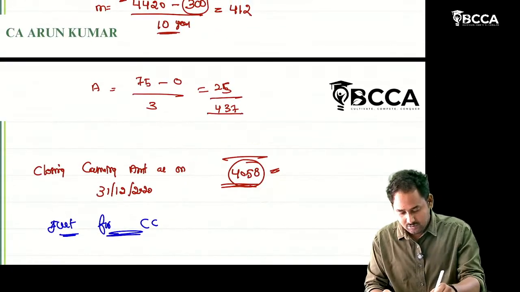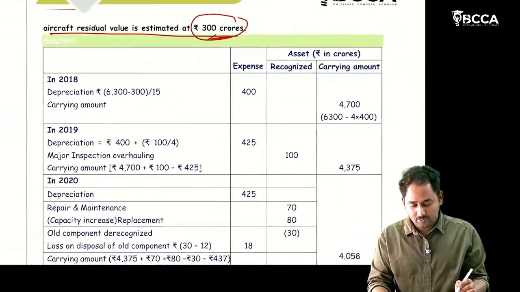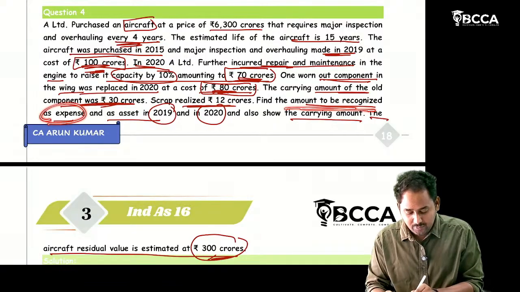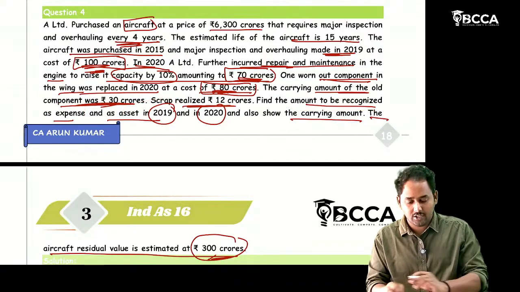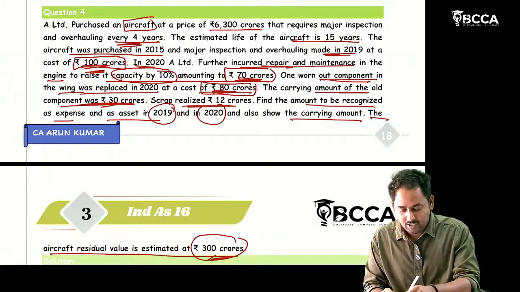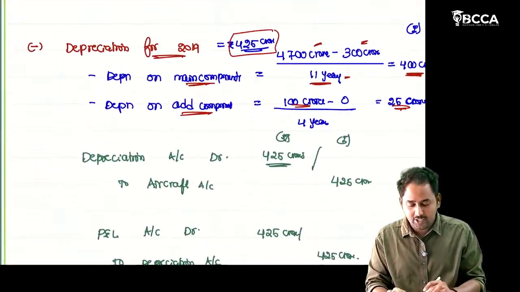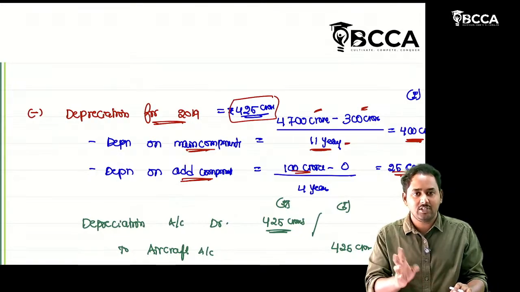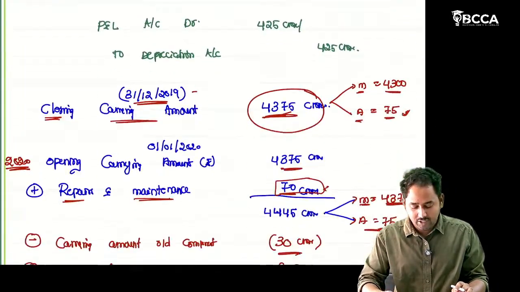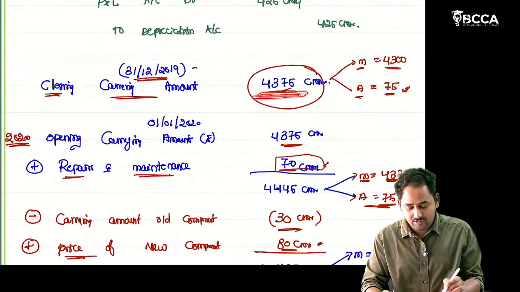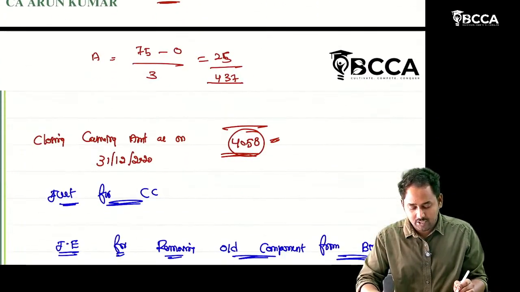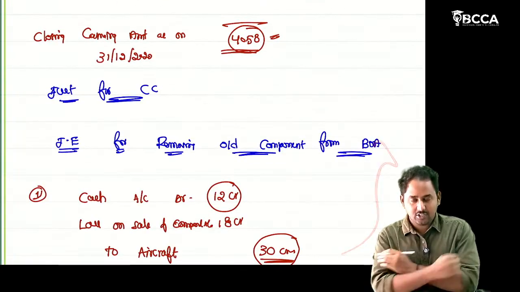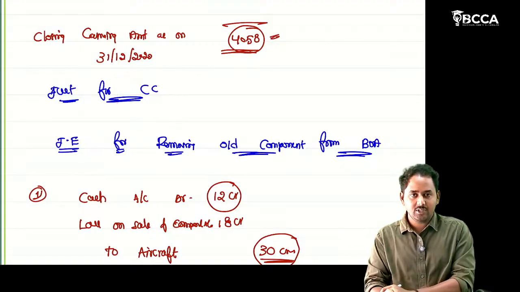So from this, the entire problem is completed, because what they're asking is to find out the amount to be recognized as expenses or asset in 2020. So all these expenses incurred in 2020 should be added to the cost of the asset. Then they're asking what the carrying values are in 2019 and 2020. What is the carrying value in 2019? 4375. What is the closing carrying value in 2020? 4058. Sir, why are you writing this journal entry? Just for CC. CC means conceptual clarity.